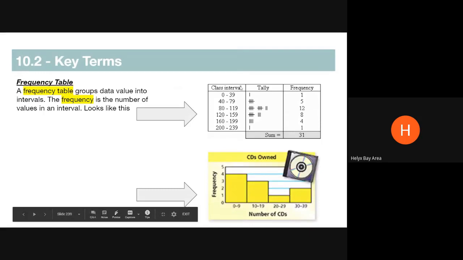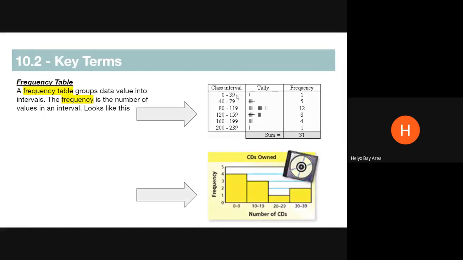Let me explain this a little bit. Let's say there are different class sizes. A class with 0 to 39 kids would be this many. 40 to 79 would be 5 classes. 80 to 119 would be 12 classes. 120 to 159 would be 8. 160 to 199 would be 4. And 200 to 239 would be 1.